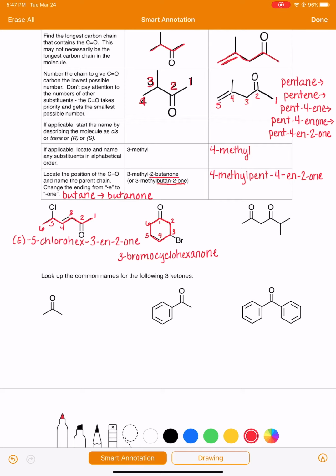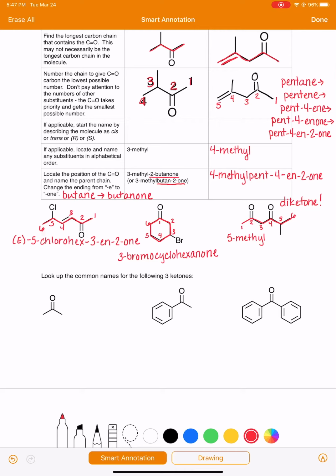Here's another one. This one has 2 carbonyl groups. So this is a diketone with 2 carbonyl groups. So that means we want to find the longest carbon chain that contains both of the carbonyl groups, and we want to number it so that together they have the smallest possible set of numbers. And that's going to be numbering it from left to right so that they're on carbons 2 and 4. We're going to name our substituent. On carbon number 5, we have a methyl.